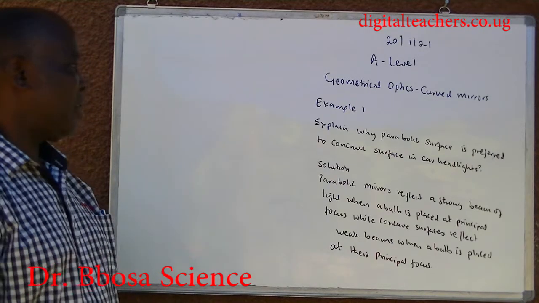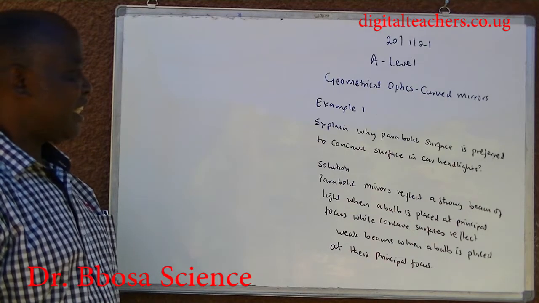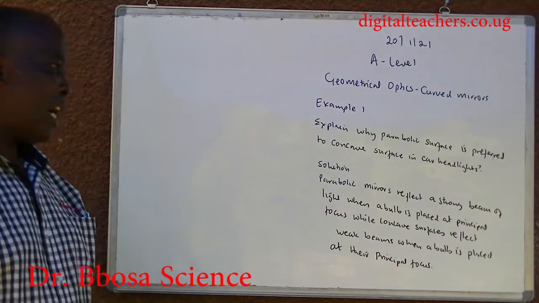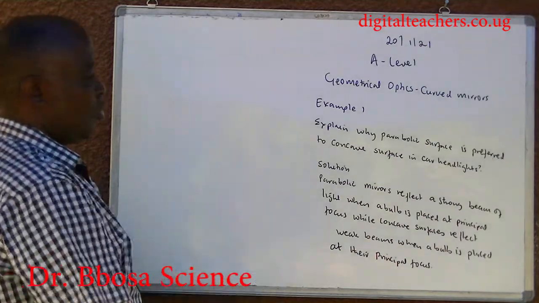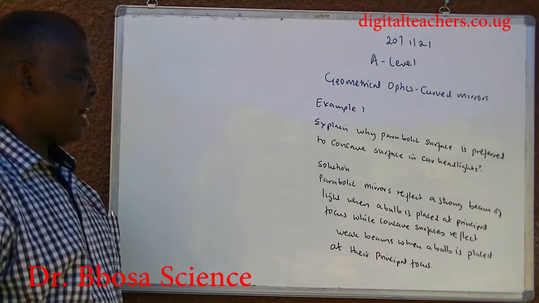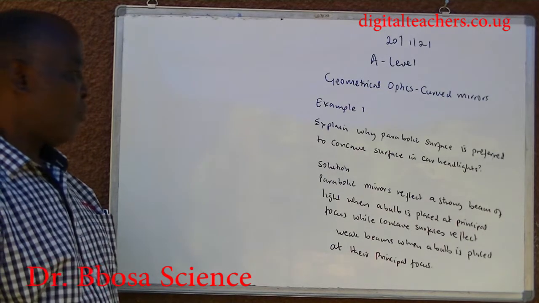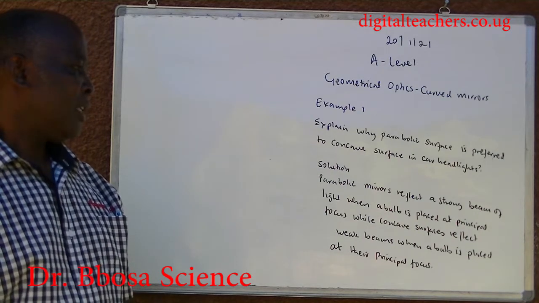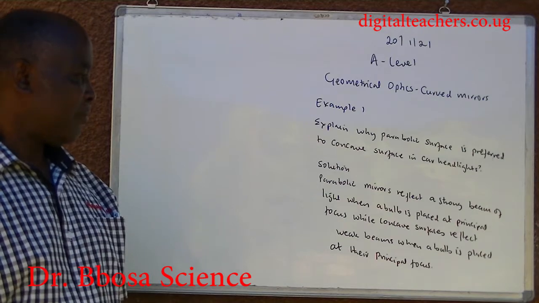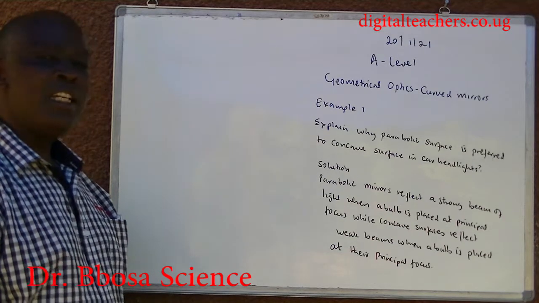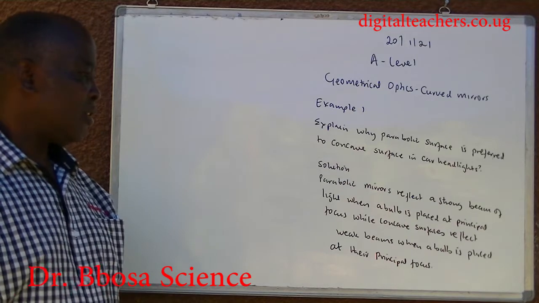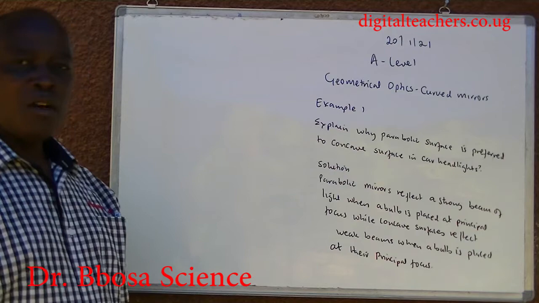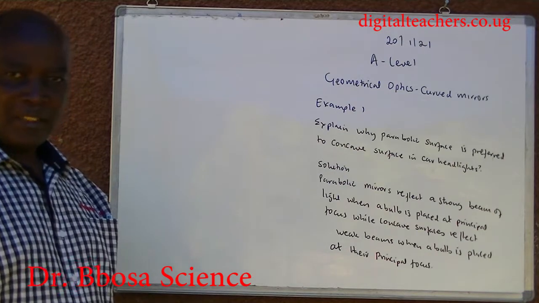Example 1. Explain why parabolic surface is preferred to concave surface in car headlights. Solution. Parabolic mirrors reflect a strong beam of light when a bulb is placed at their principal focus, while concave surfaces reflect weak beams when a bulb is placed at their principal focus.